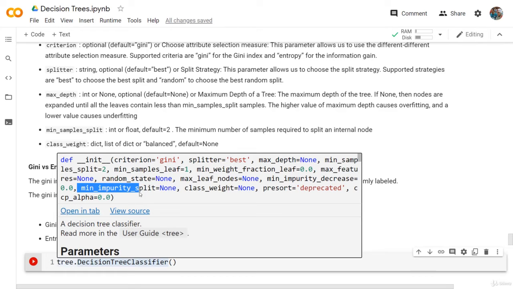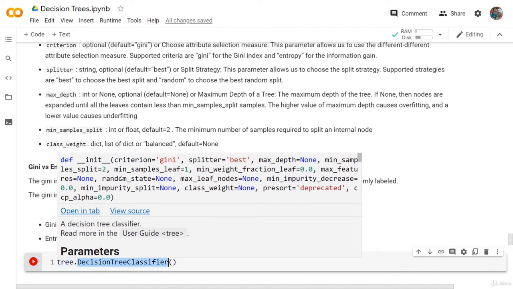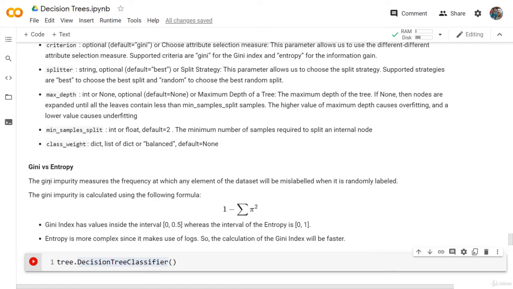The minimum impurity split, the class weight, and we also have presort, which is actually not used anymore. So these are the most important hyperparameters. And we have one final hyperparameter here that we are going to discuss in a future lesson called ccp_alpha, and by default, it's 0.0. In the next lesson, when we are talking about pruning, you will see this hyperparameter used and we will understand what it is for.